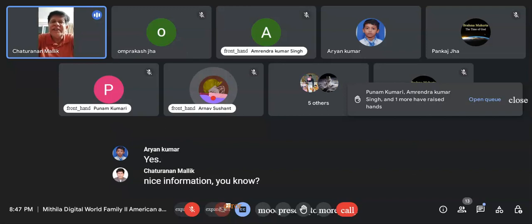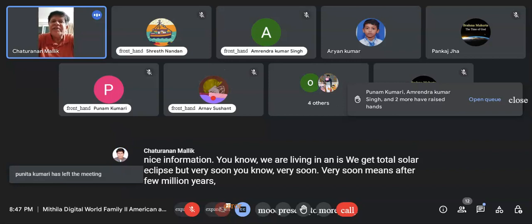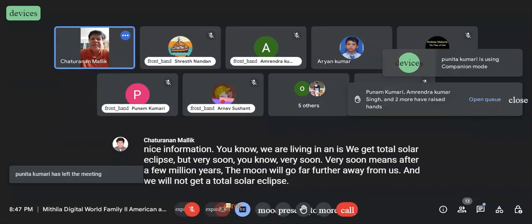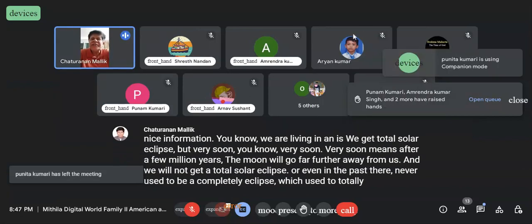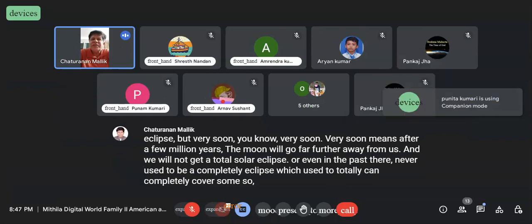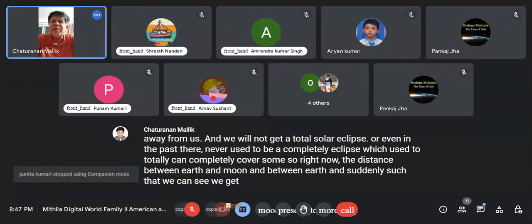But very soon, after a few million years, the moon will go much further away from us, and we will not get a total solar eclipse. Even in the past, there never used to be a completely eclipse which used to totally and completely cover the sun. So right now, the distance between Earth and Moon and between Earth and Sun is such that we get a total solar eclipse. Completely it blocks. We are in a very nice time of the life of the Earth.